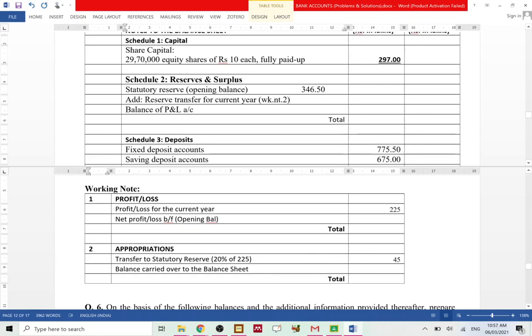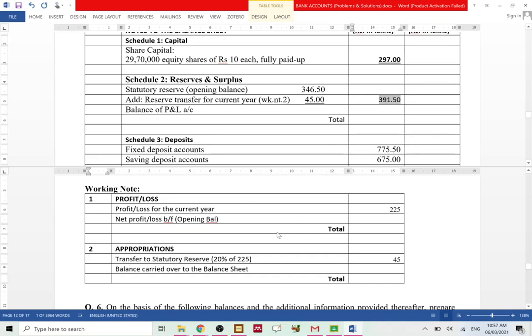Alright, so this 45 needs to be added to schedule 2 under the previous year's balance. So you have statutory reserve opening balance, to that add the current year's statutory reserve balance and always write the decimal so that you don't confuse it and add this 45 to the 50. Okay, so statutory reserve total current year plus previous year, what we get is 391.50. Alright. Okay, so one thing is complete. The statutory reserve in the reserves and surplus schedule is complete.